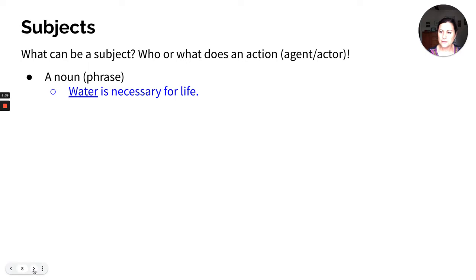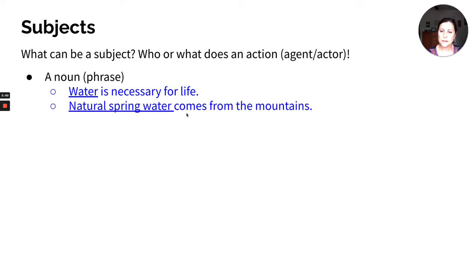Water is necessary for life. Natural spring water comes from the mountains. So this thing is the agent. It's what's coming from the mountains. We call this one a phrase because it's more than one word. But this is a noun. Okay, noun phrase. Sometimes we have pronouns.